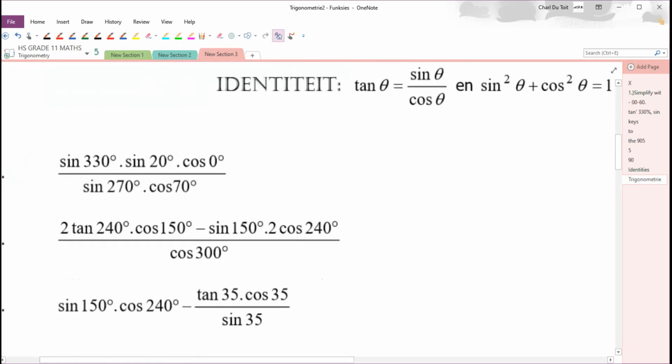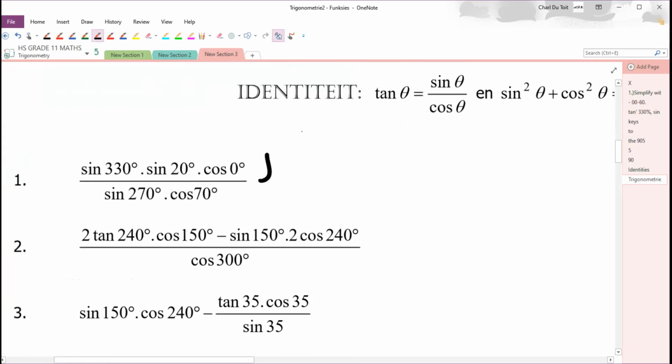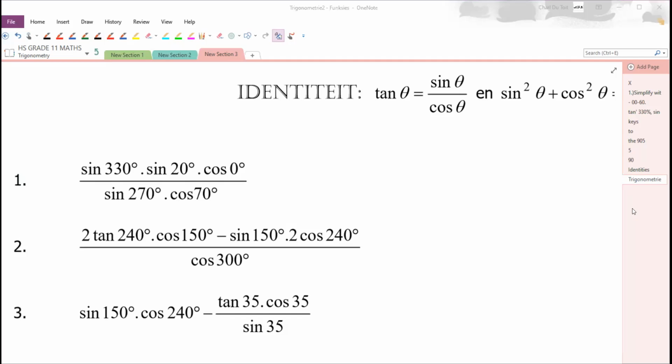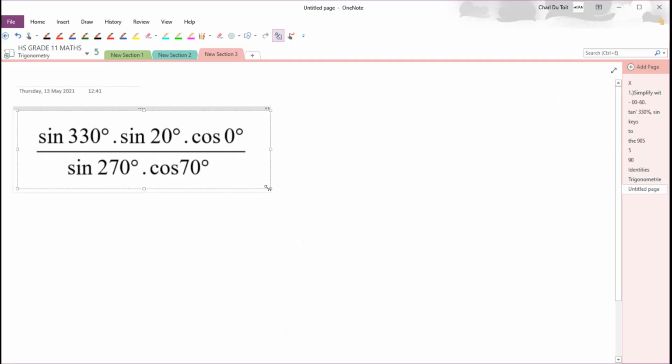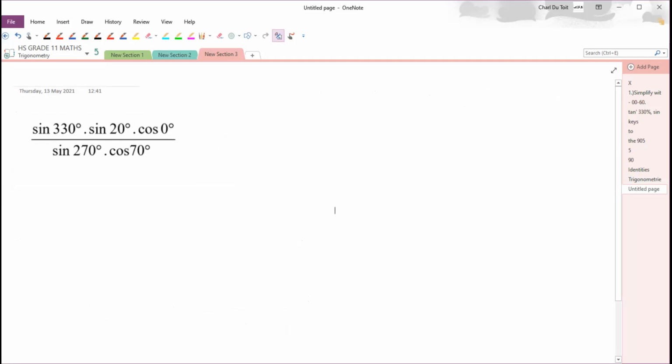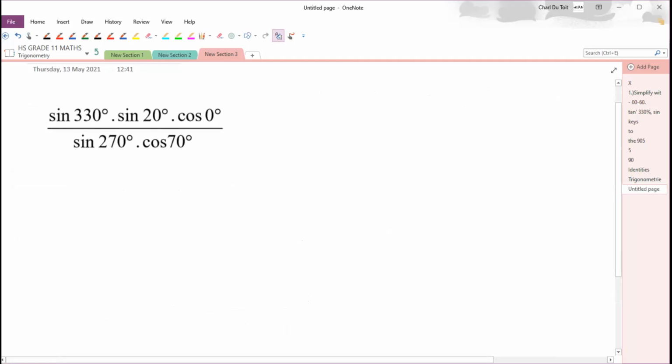Right, let's start. Let's do that first one. Not we, you. I'm just going to copy it and paste it on another page so we can actually work on it. There we go. Okay. You have 3 minutes.